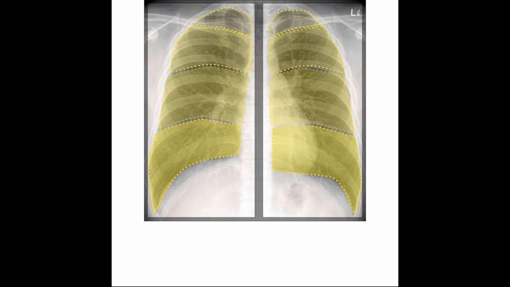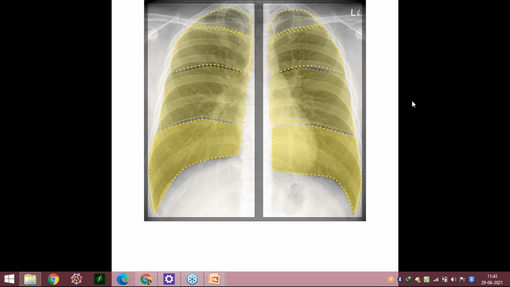Then in the breathing aspect, you have first seen the lung window. You have seen that both of them are equal. There is no obvious deformity, any opacity, or any hyperlucency or hypolucency. It is appearing equally black or equally white. So like that.